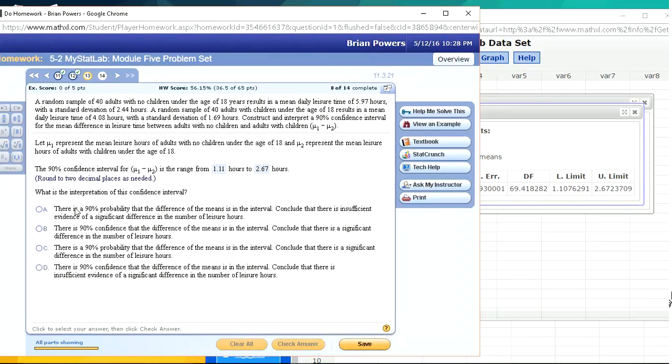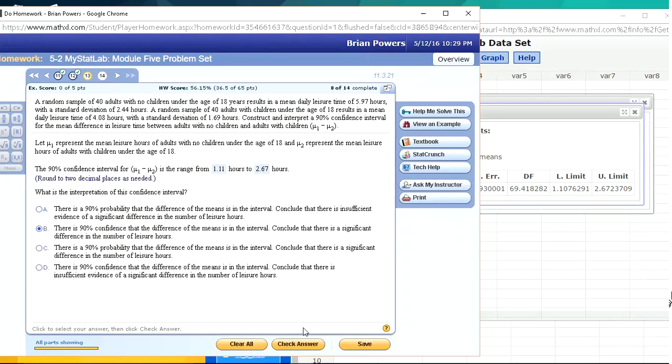Okay, so no, we don't say that there is a 90% probability. We say we are 90% confident. Okay, there is 90% confidence that the difference in the means is in the interval. And because we're 90% confident that this difference is between 1.11 and 2.67, the data is significant. There's significant evidence to show that, yes, adults with no children under the age of 18 have more leisure time than adults who do have children under the age of 18.